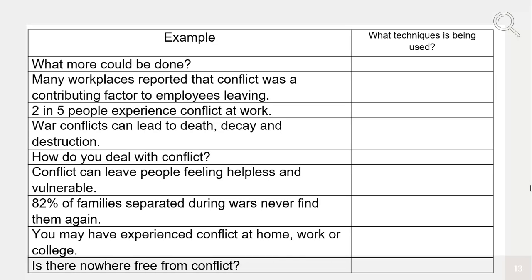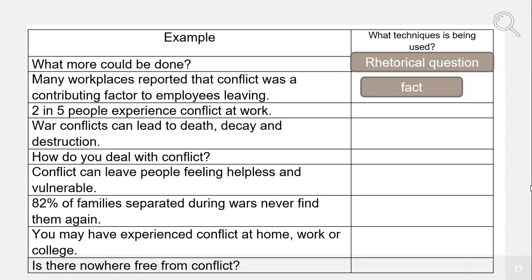So number one, what more could be done, is an example of a rhetorical question. Good clue is the question mark. Many workplaces reported that conflict was a contributing factor to employees leaving. Well, this comes across to me as a fact. The word reported suggests that someone somewhere was gathering evidence. They were finding out information from these employees. Maybe they were interviewing them, and they've managed to gather evidence to prove that this was the factor that was involved in them leaving.